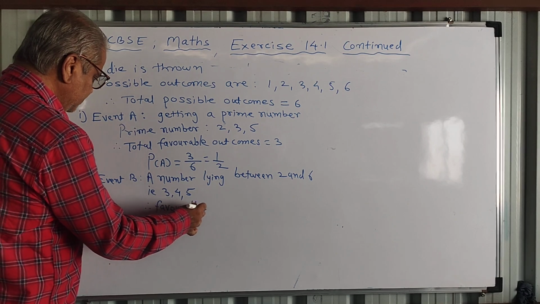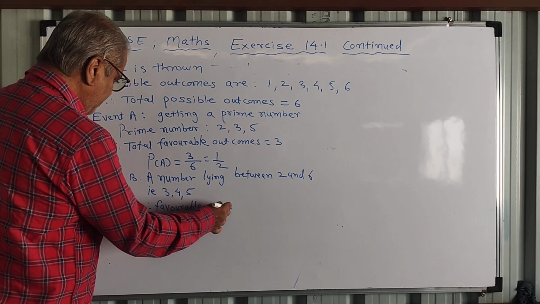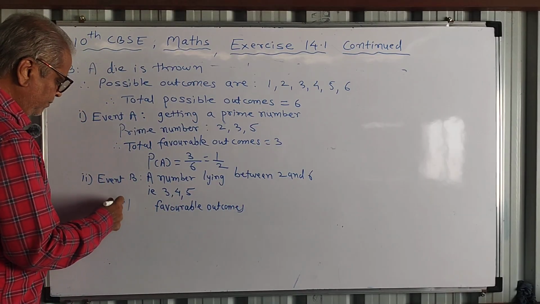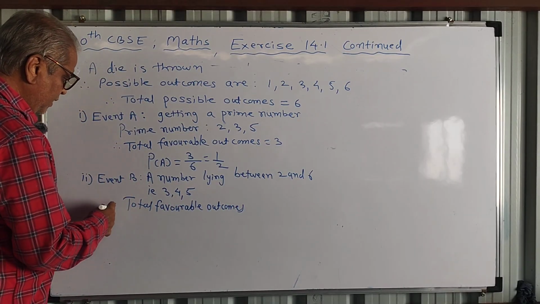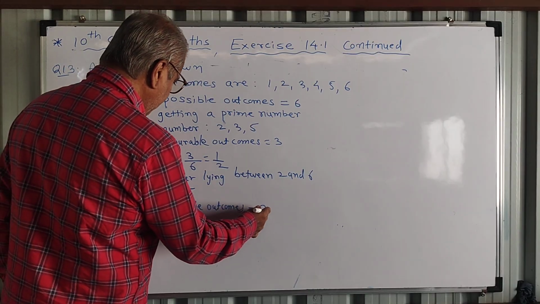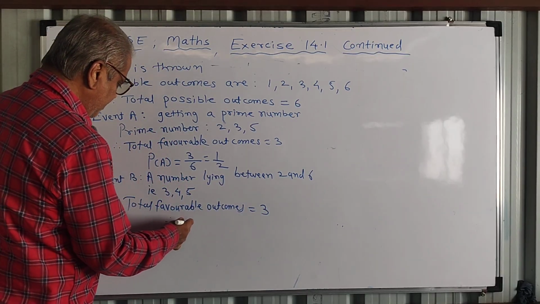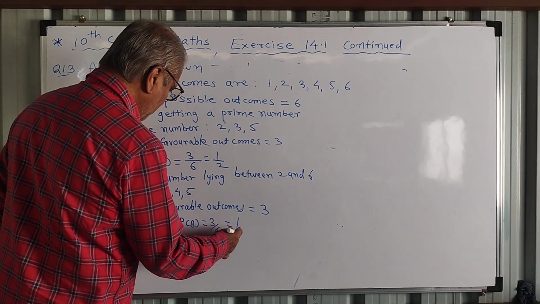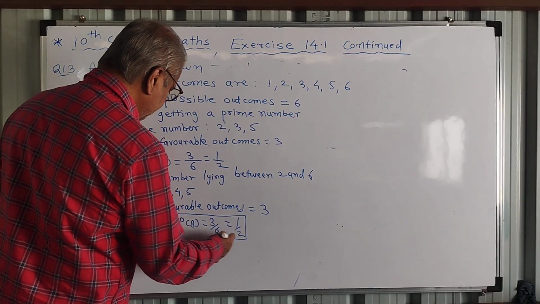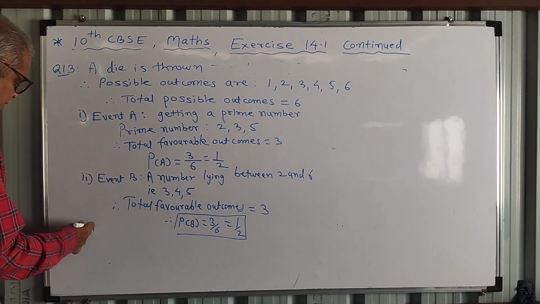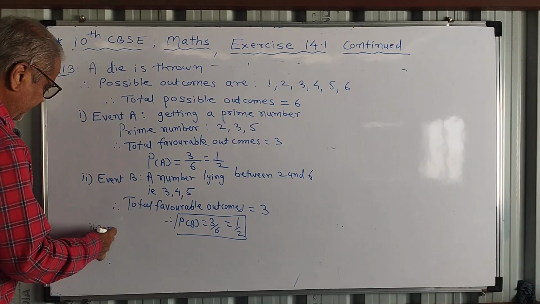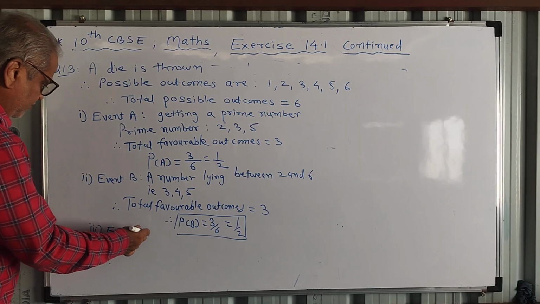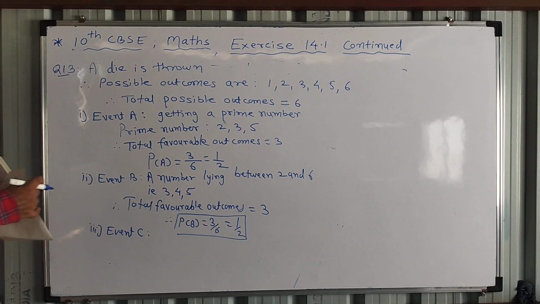Therefore total favorable outcomes is equal to 3. So P of B is again 3 upon 6. It is again 1 upon 2. So highlight the answer. Now sub question 3, event C. What is event C? An odd number.